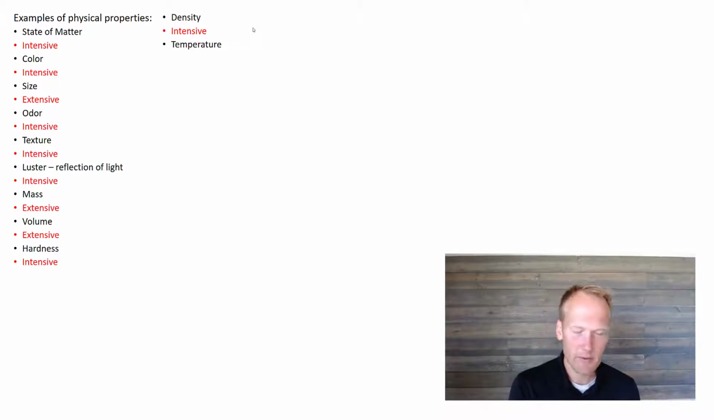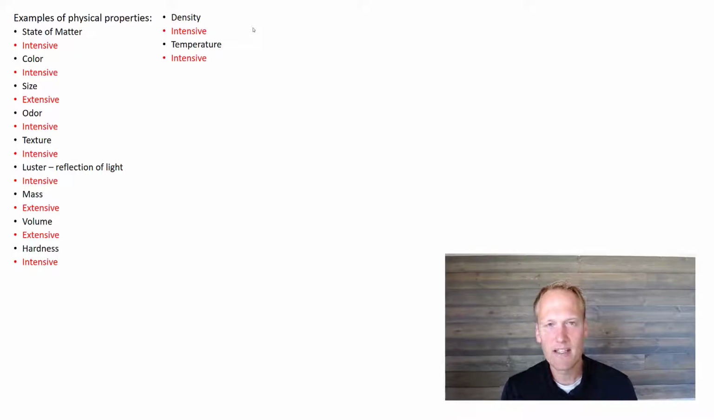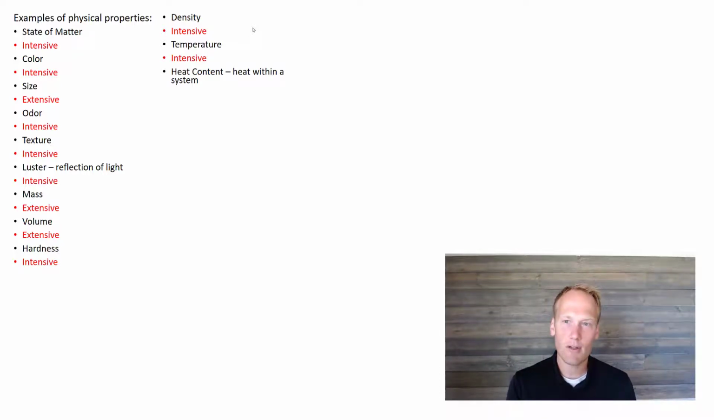Temperature. If you have a little piece of something that has a temperature of 50 degrees Celsius, if you have a larger piece, it can still have that same temperature, which is different than heat content. Heat content is the total amount of heat something can hold within a system. So if you have more of something, it can hold more heat even if the temperature is the same.